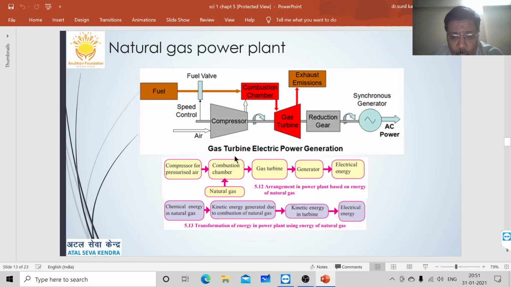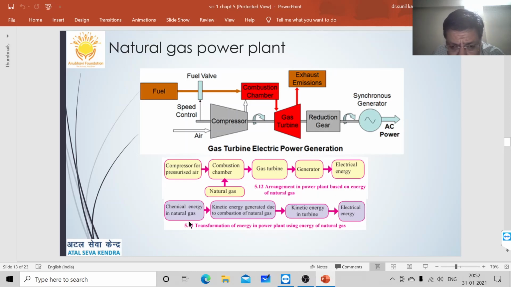Again, the gas turbine electric power generation uses compressed or pressurized air and gas, and the source is natural gas. In the combustion chamber, they will react to form heat, which will be used in the gas turbines. This heat will rotate the turbines, not steam here, and the generators, and again electricity is produced.